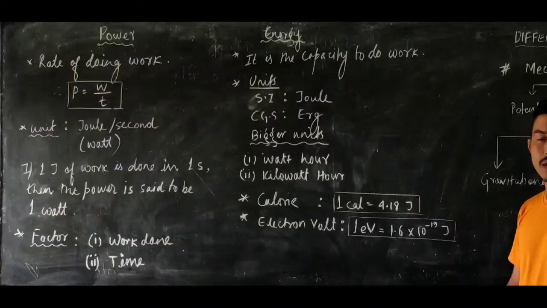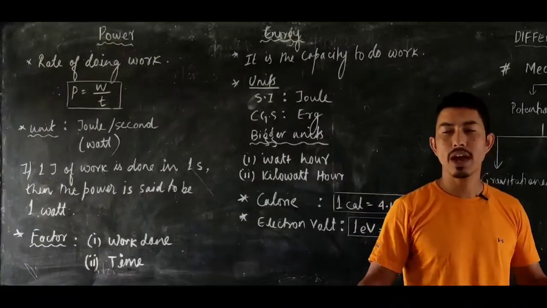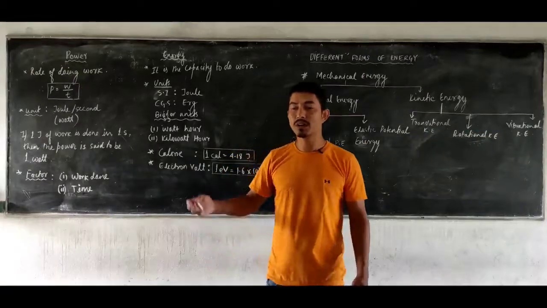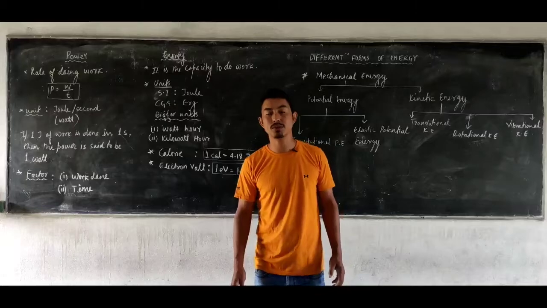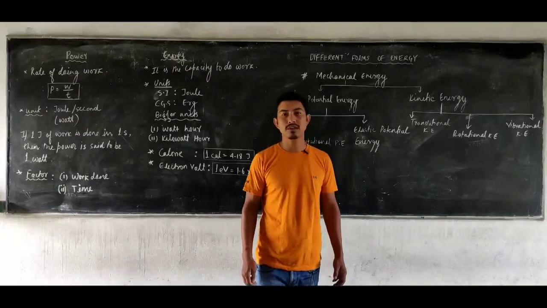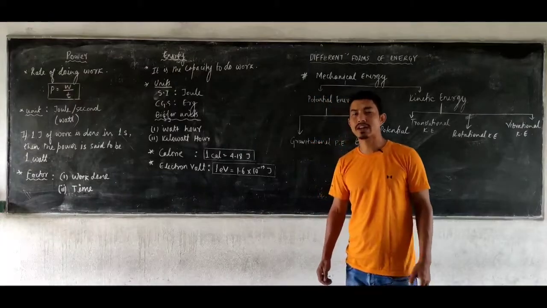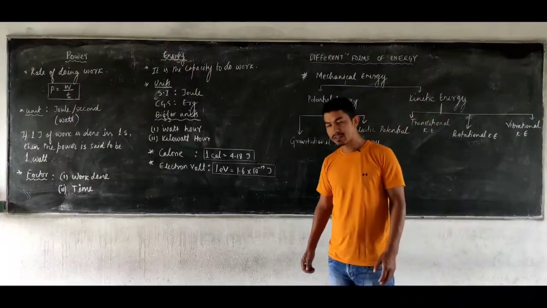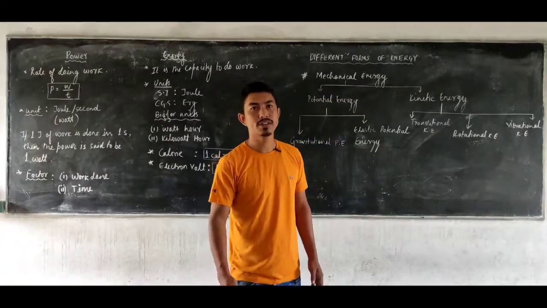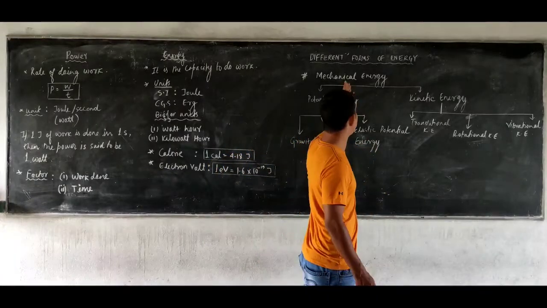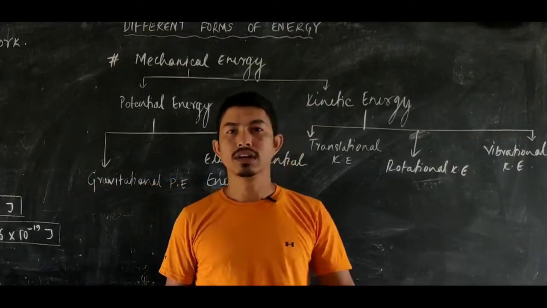So what is mechanical energy? Mechanical energy is the energy possessed by every body, whether it is at rest or in motion. The energy possessed by a body due to its state of rest or of motion is known as mechanical energy. Since mechanical energy can be due to rest and also due to motion, mechanical energy is of two kinds. The first is potential energy and the other is kinetic energy.